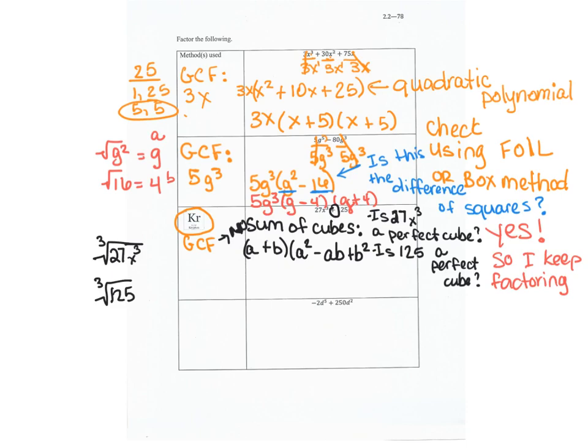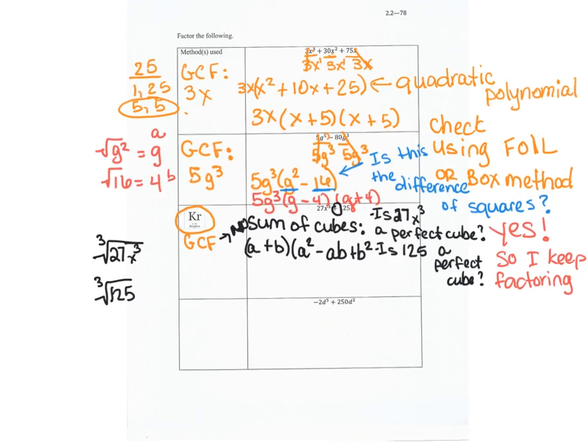Well, the cubed root of 27x cubed, I can use my calculator. If I don't have a calculator, remember there's the Desmos graphing app that you can put on your phone, and there's a Desmos scientific app that you can put on your phone. I can take the cubed root of 27, which is 3, and then the cubed root of x cubed is x. And then the cubed root of 125 would be 5. And this will be my A term, and this will be my B term.